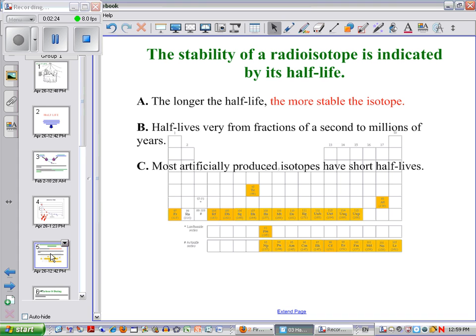Half-lives can vary from a fraction of a second to years and years and years. It just depends on how stable that nucleus is. Your artificially produced isotopes have very, very short half-lives. On my periodic table, if you remember it when it was hung, black are solids, blues are liquids, reds are gases, and people are like, well, what are the white ones, Miss Nelson? The white ones are your man-made elements. These don't exist naturally in nature. They're made with super colliders and things like that, smashing big atoms together, and then they break apart and undergo this radioactive decay.